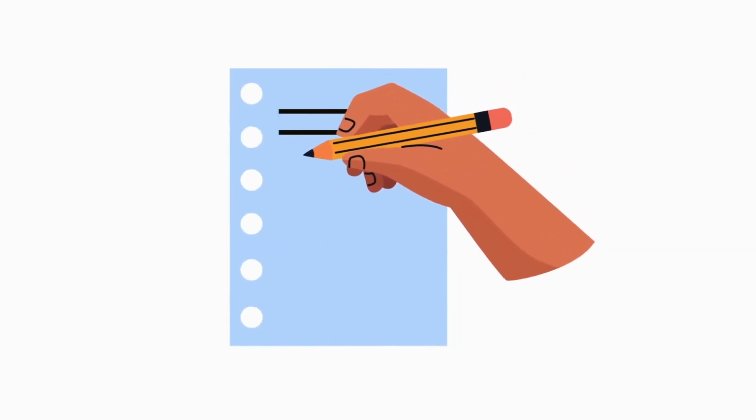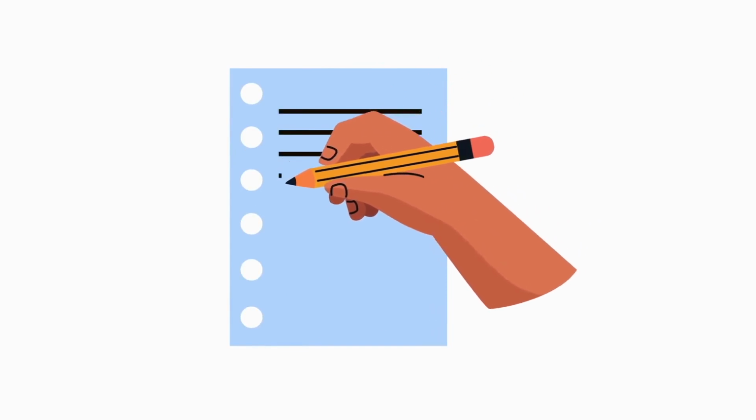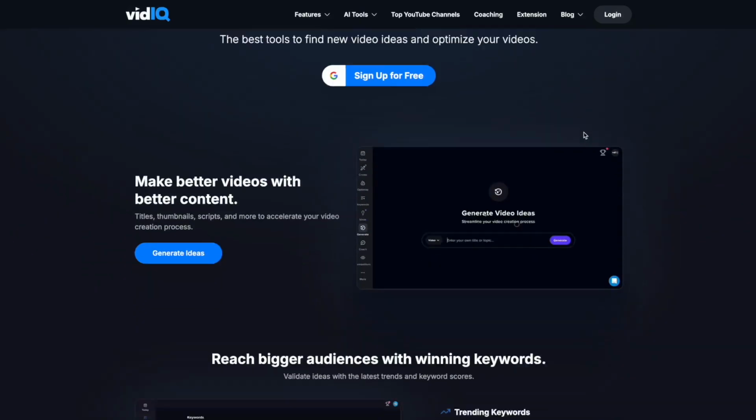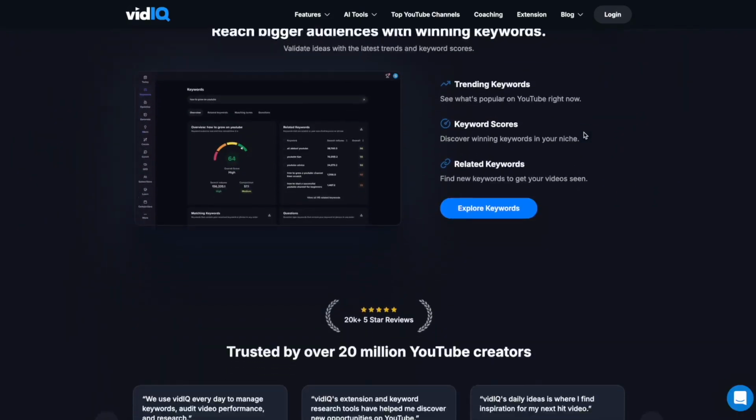Once I have the video idea, I'm going to use vidIQ's keyword tool to find keywords that I can use in the title, description, and throughout my video.